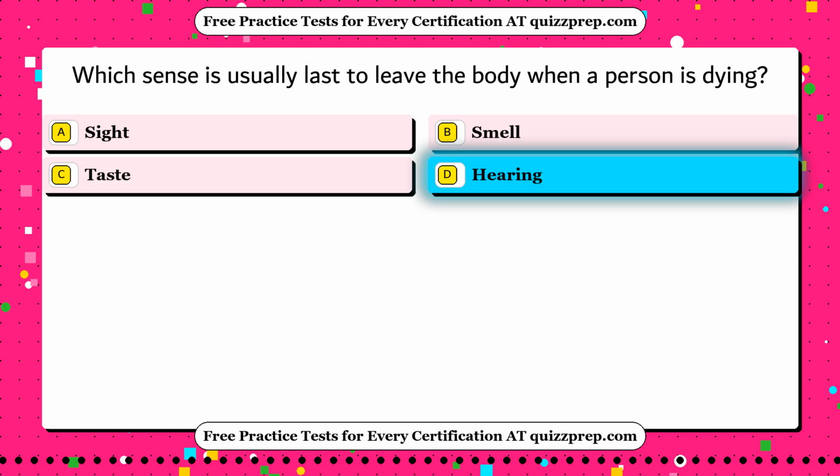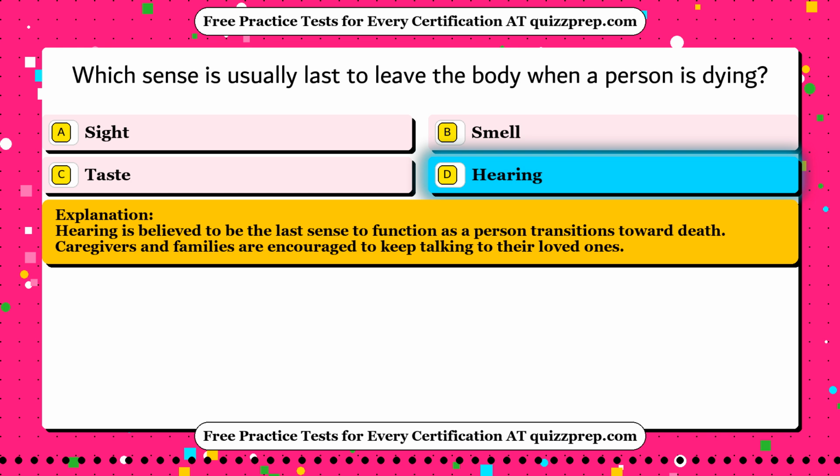The correct answer is option D. Hearing. Hearing is believed to be the last sense to function as a person transitions toward death. Caregivers and families are encouraged to keep talking to their loved ones.